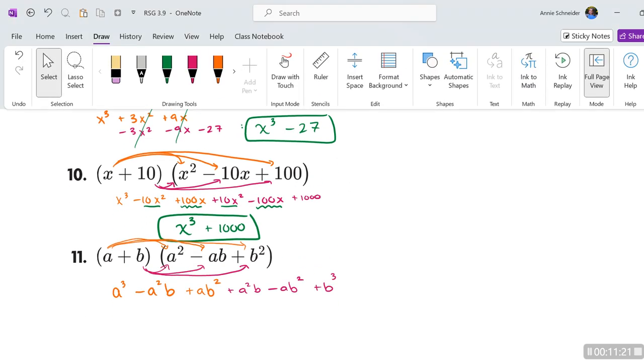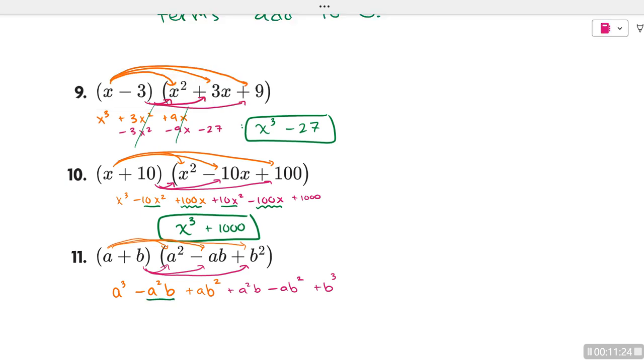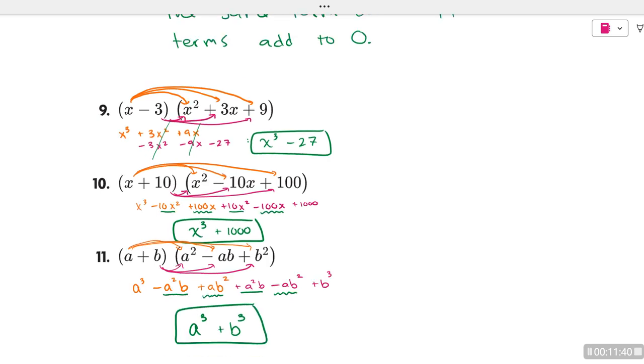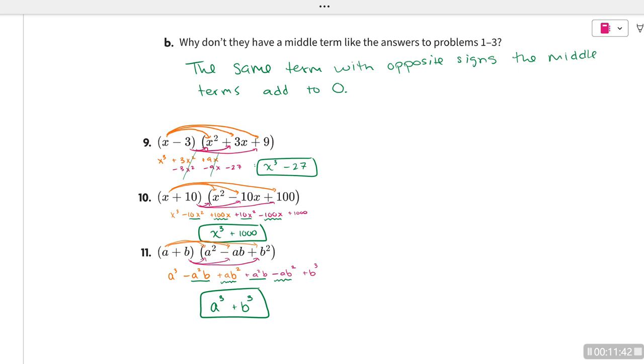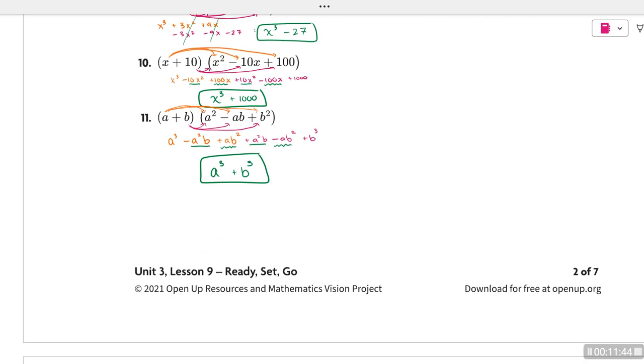So again, let's combine our like terms here. We have negative a squared b and positive a squared b. So those add to 0. We have positive ab squared and negative ab squared. So we're only left with a cubed plus b cubed. And there's problem 11. So let's go down to problem 12.